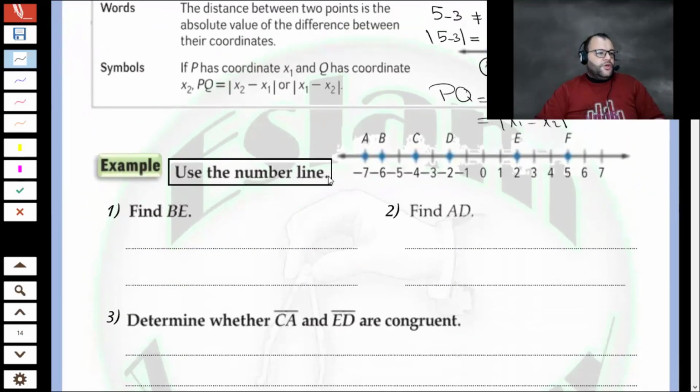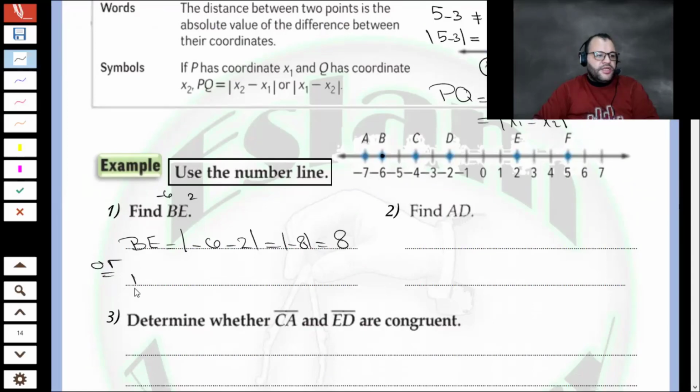Just put it inside the absolute value and you will find the same answer. Yes. Okay, so we need to use the number line to find the length of BE. Where is B? B is negative 6, and E is 2. So to find the length of BE, put absolute value. It equals the absolute value of negative 6 minus 2, which equals the absolute value of negative 8, which equals 8.